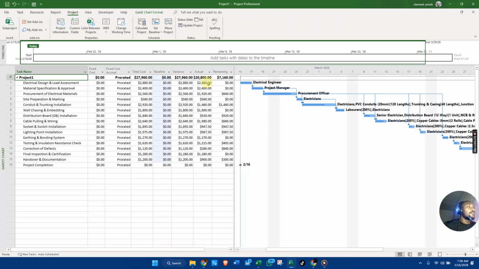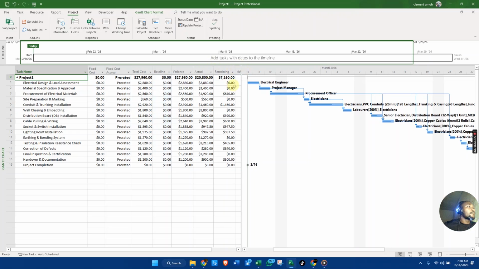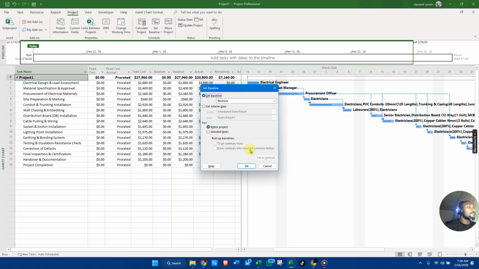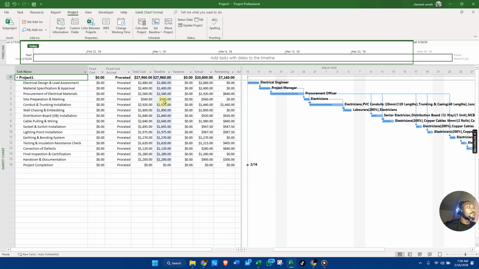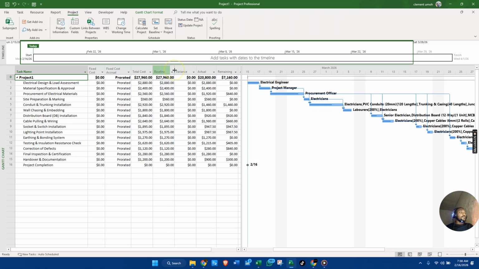You understand? But if I do not set the baseline, set the baseline. This is our baseline over here. So I think in our next video we'll look at the variance and other interesting things.